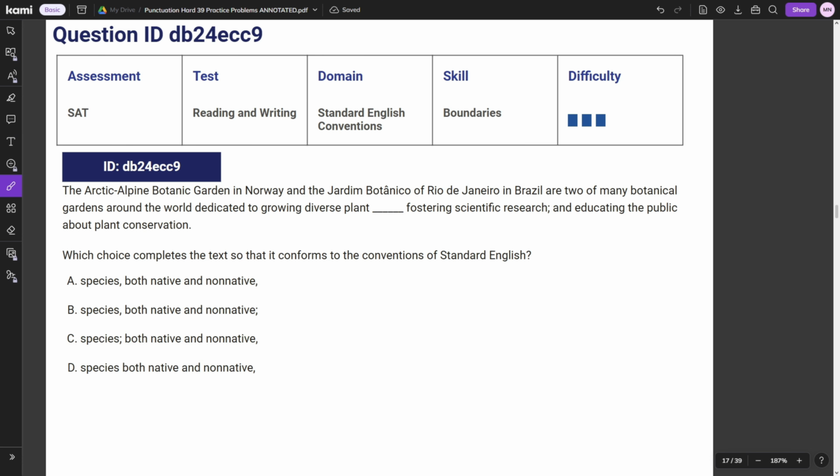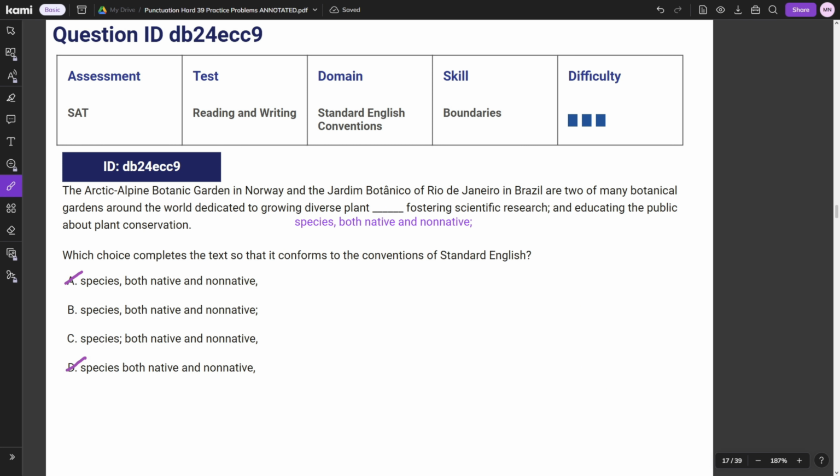Alright, as I've said a million times before, whenever you have these types of questions, if there's a semicolon, colon, or a period, that's usually going to be your answer. So since B and C both have a semicolon, we know that most likely it's going to be one of those two. So we don't need to bother plugging in A or D. We only need to check B and C.